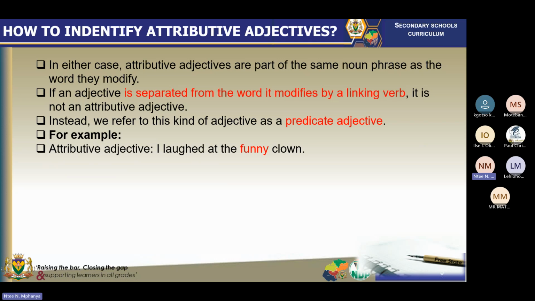Attributive adjective: I laughed at the funny clown. The word funny modifies what? The clown, the noun clown. Look at the predicate adjective: the clown is funny. It's a predicate, and this one is attributive. So the clown is funny.